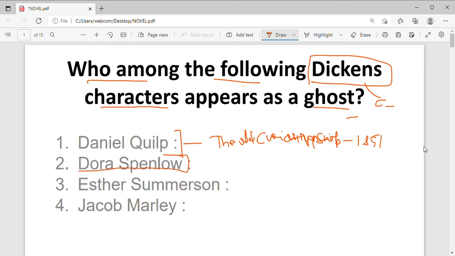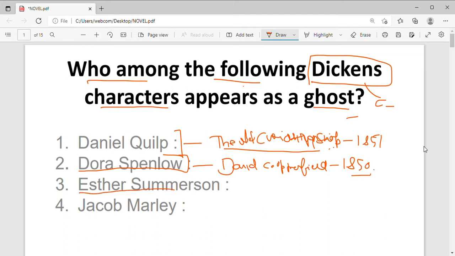Next, we have Dora Spenlow. Make sure you read this novel. Dora Spenlow appears in David Copperfield, which is his novel, published in 1850.